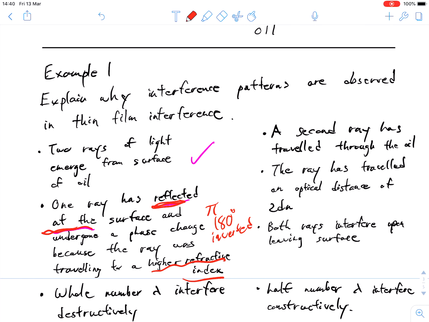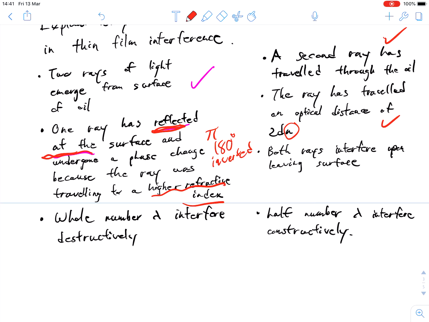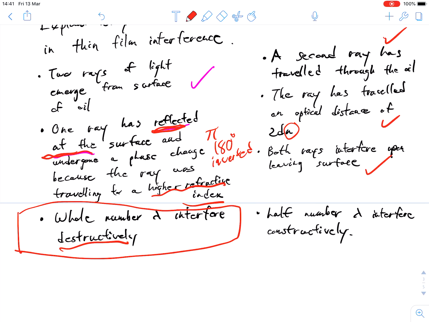The second ray will travel through the oil, and the ray has an optical distance of 2Dn. N is the refractive index. And so rather than talking about it slowing down and speeding up, it's just saying that it's traveling a little bit of extra distance through a refractive index that will be either given to you or you'll be asked to calculate. Very similar to refraction calculations that you've done in the past. And then, of course, lastly, the rays interfere, okay? So when whole numbers appear, it's destructive interference. And when half numbers, in terms of a wavelength, appear, they interfere constructively.